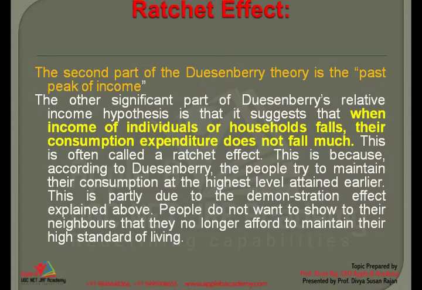Now, this ratchet effect is also known as the effect caused by the past peak level of income. That is to say, even if my income increases or decreases, my consumption pattern does not automatically change to the next level or fall to that level. It will stay constant with respect to what my peak income was.